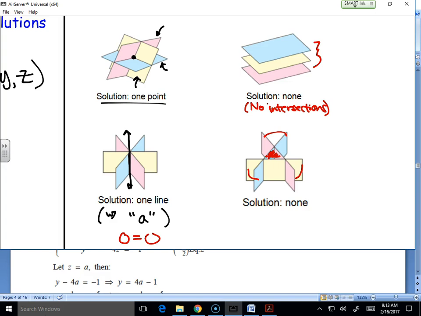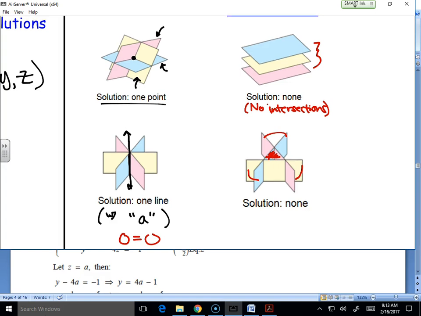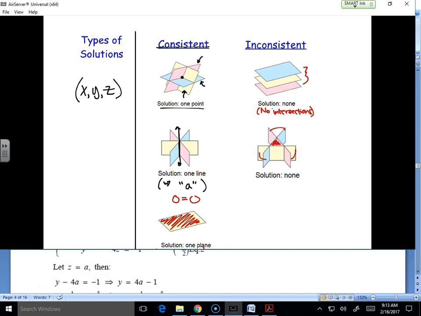Okay, anyway. You're not going to have to do sketches of these. It's just trying to basically expand your knowledge of consistent and inconsistent to three-dimensional systems. No graphing three-dimensional points today.